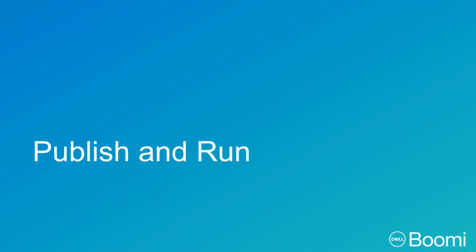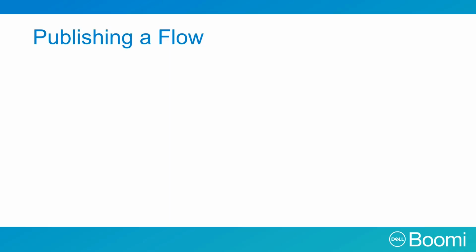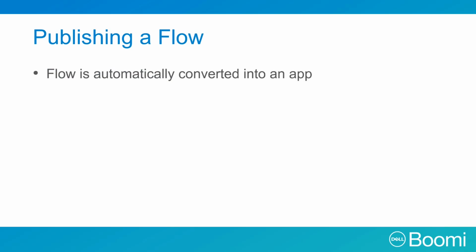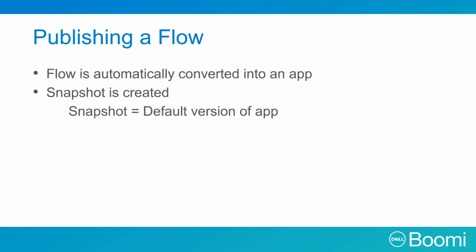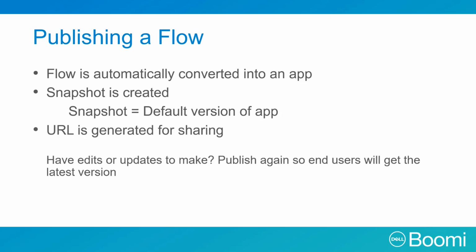In this section, we will speak about the publish and run actions that are performed within the Boomi Flow platform. A flow is automatically converted into an app. When you publish your flow, a snapshot is created. A snapshot is defined as a default version of your app. Also, a URL is generated that can be shared with others so that they can also access your app.